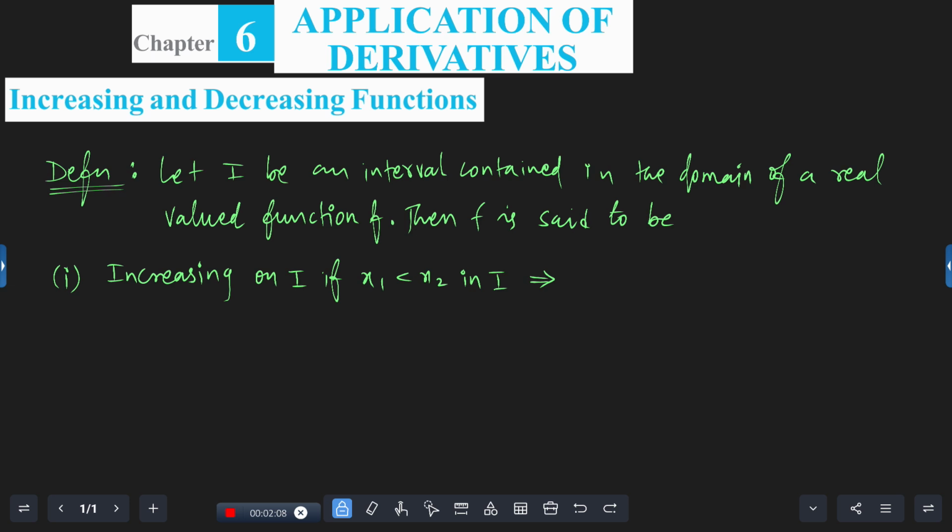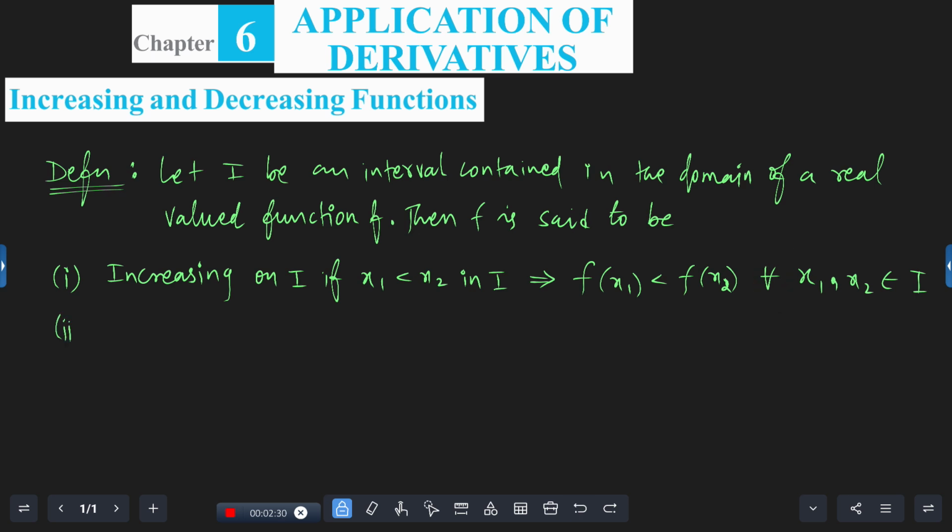This implies, since it is increasing, no change in the symbol: f of x1 less than or equal to f of x2, for all x1, x2 belonging to the domain, that is the interval I. What is the symbol? This is for all. Or you can also write for all.